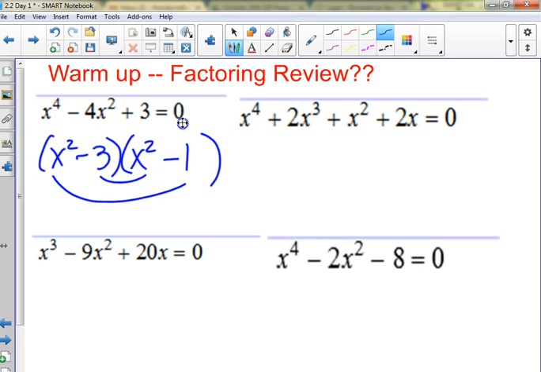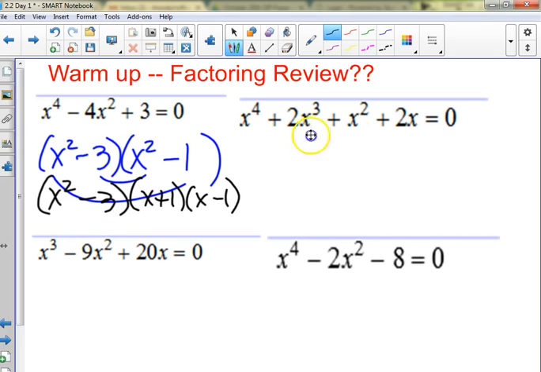Does that factor further? This one actually factors x plus 1, x minus 1. This one doesn't factor nicely further, so we could leave it. It would factor x plus the square root of 3 and x minus the square root of 3, but that's kind of disgusting. Okay, what about this guy?